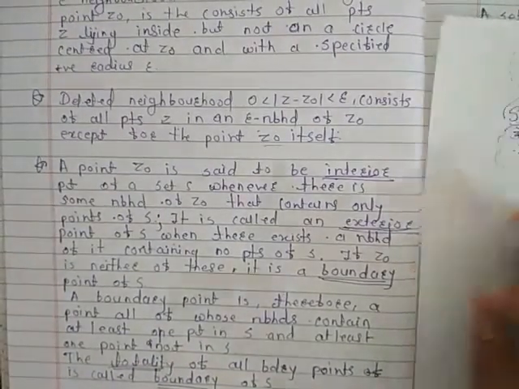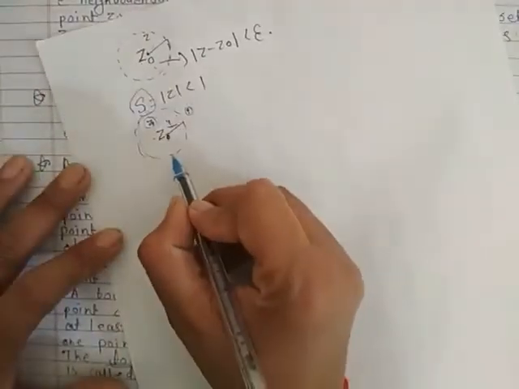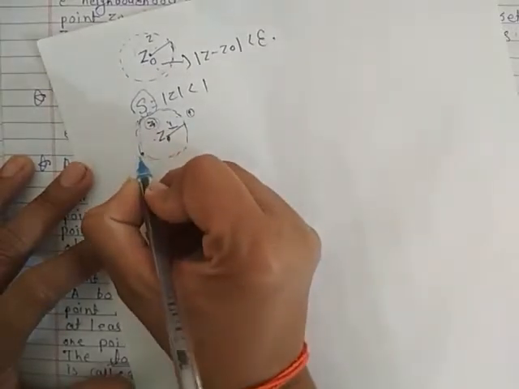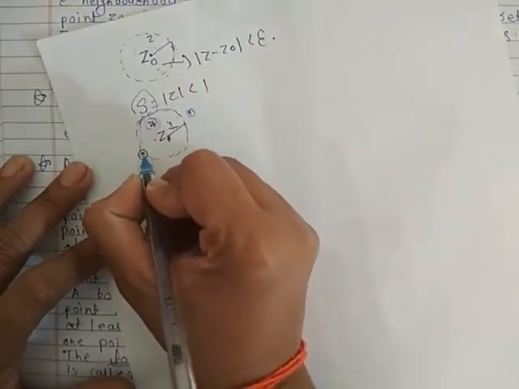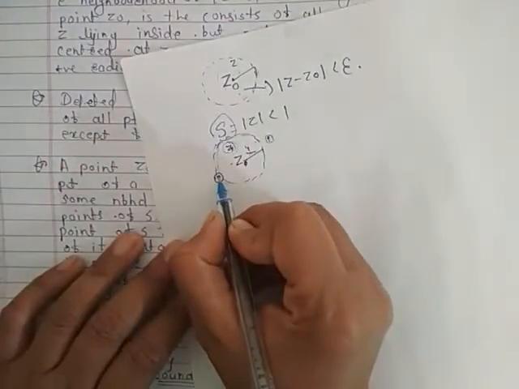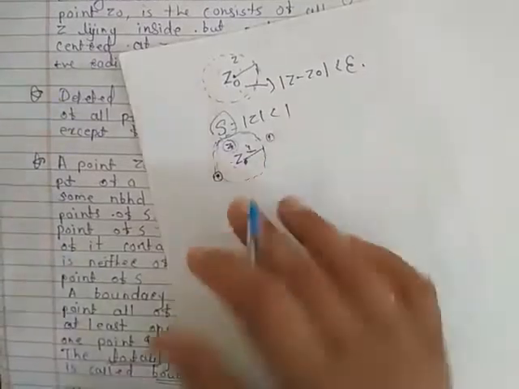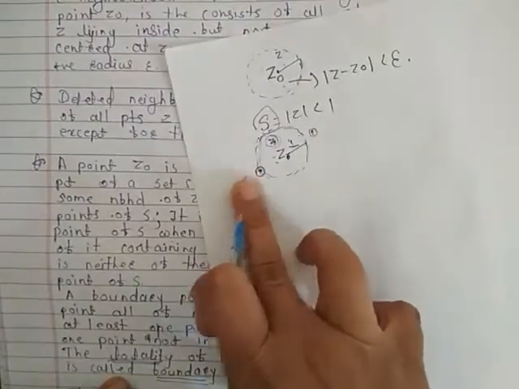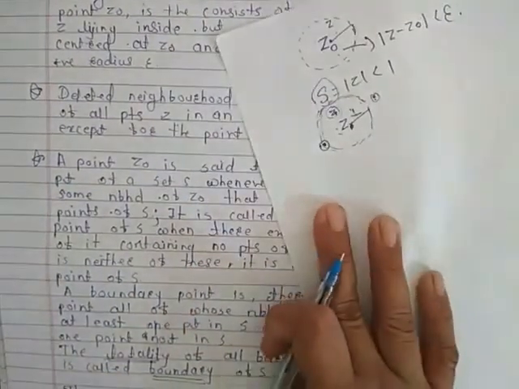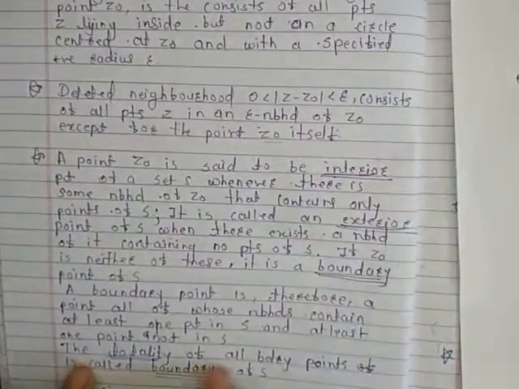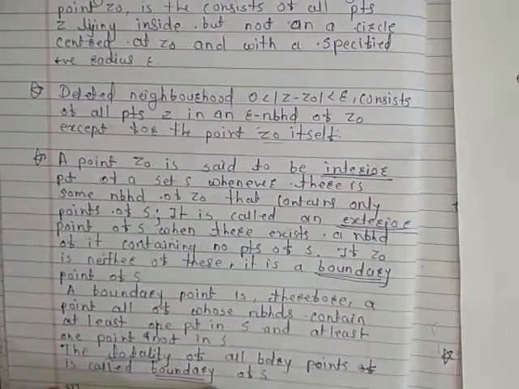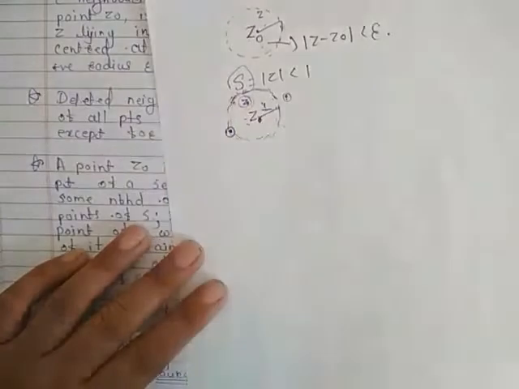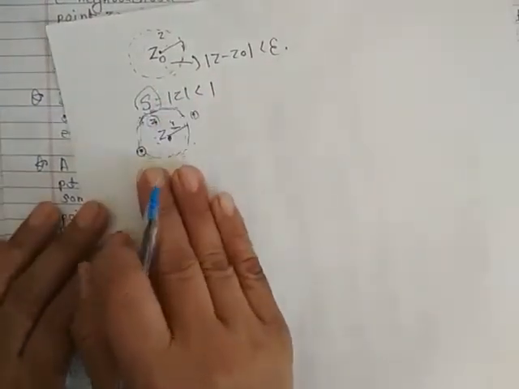Okay. Boundary points. See here students, these are all the boundary points. If I draw a neighborhood of this point, see here students, the neighborhood of this point contains at least one point in S and at least one point not in S. Okay. Next, the totality of all boundary points is called the boundary of S. For this set, these are all the boundary points. I hope all of you understand what an interior point is.